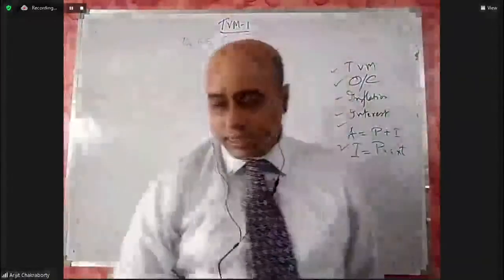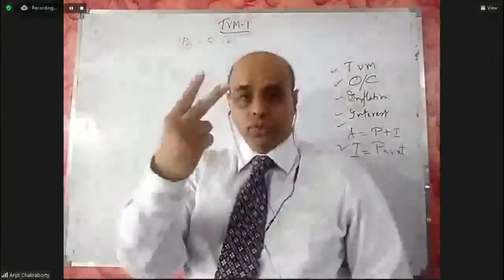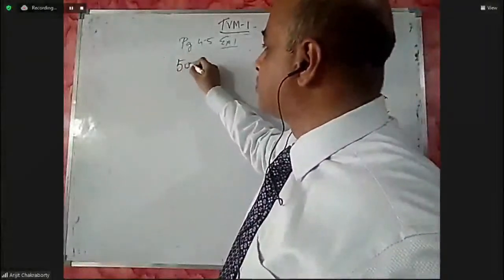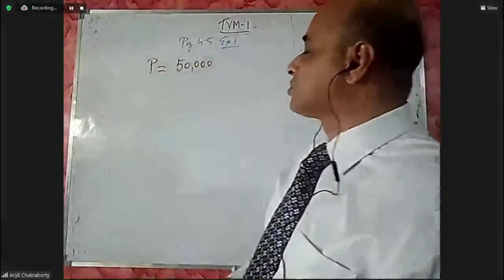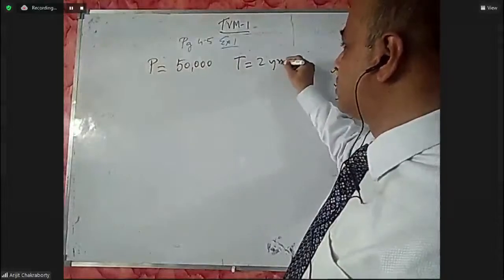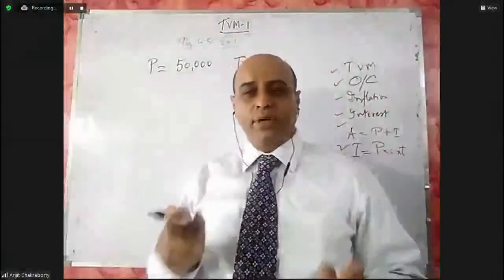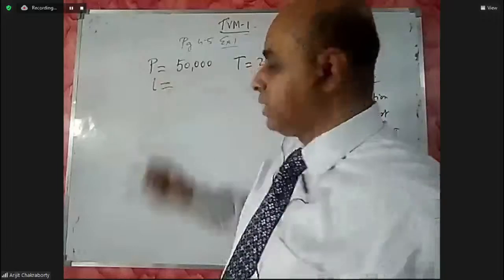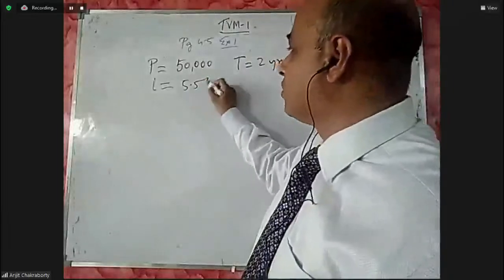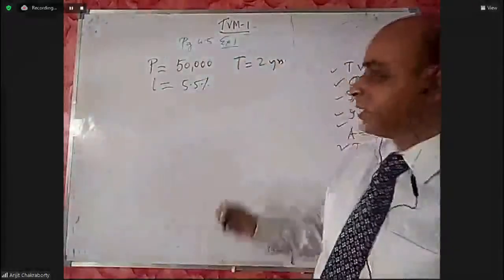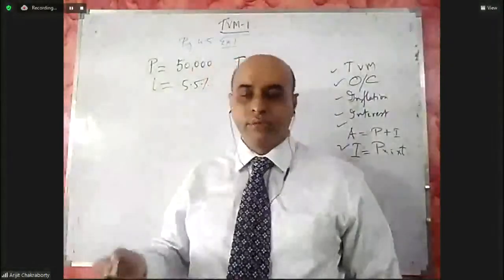Now the question says that Sania deposited 50,000 rupees in a bank for 2 years. So the deposit is 50,000 rupees in the bank. Okay, so this is the principal, 50,000 rupees, and the time is 2 years. Okay, the interest rate, let us see the interest rate given. Interest rate is 5.5%. So interest rate I is given by 5.5%. So I'm writing 5.5%. Okay, perfect. We have to find out the total interest that she will be earning.